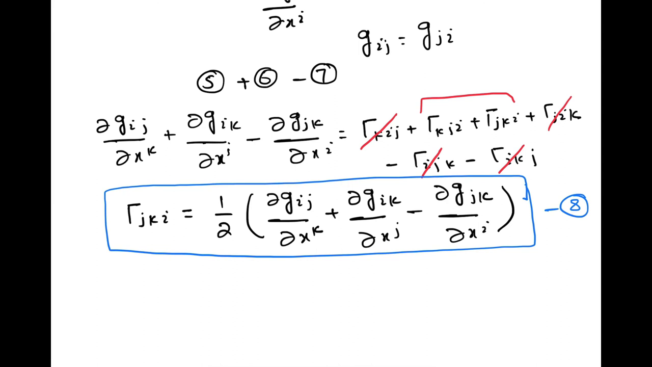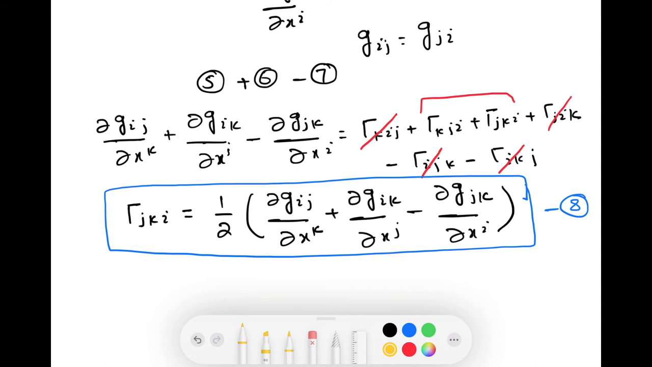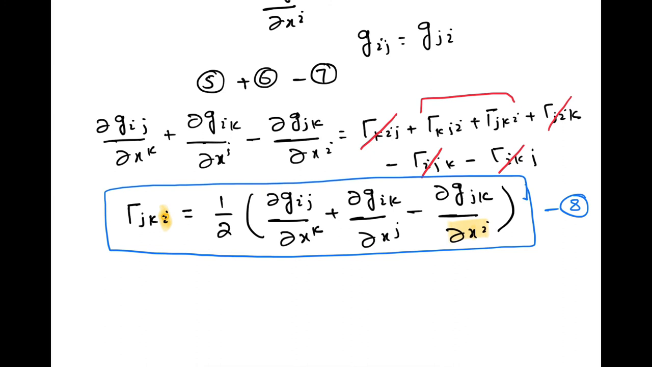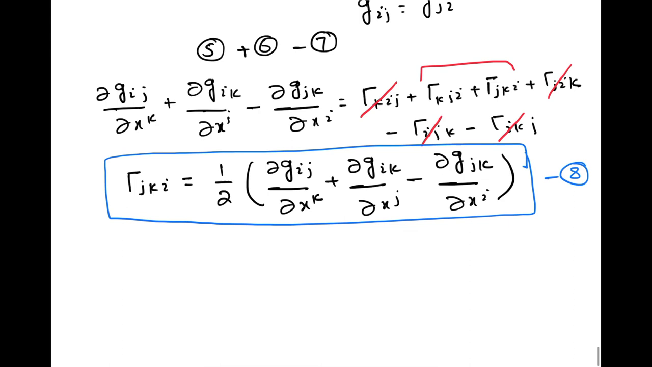For remembering this, it is convenient to remember that the one appearing with the minus symbol is the last index. So it is i over here, and this differentiation is with the minus symbol. The remaining j and k are with the plus symbol. Just for remembering purposes, and there is nothing more to it. So this is the expression for the Christoffel symbol.